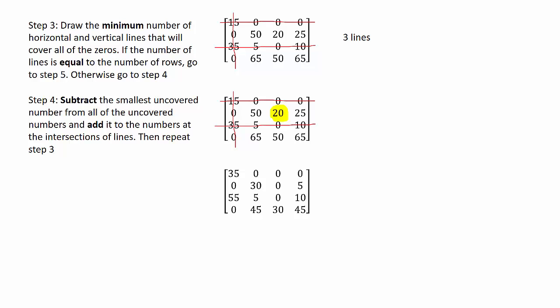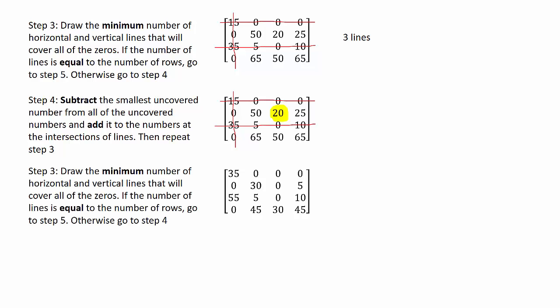This is what it looks like when I do that. I've taken 20 from all of those uncovered numbers and I've added it to the ones that were at the intersections. Now I'm going to repeat step 3. I'm going to draw the minimum number of horizontal and vertical lines that will cover up all of the zeros. Let's see what happens. 3 lines again.